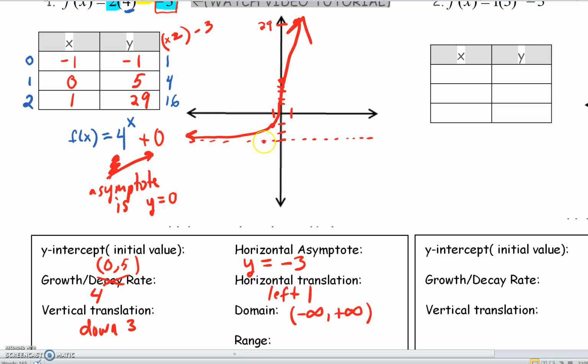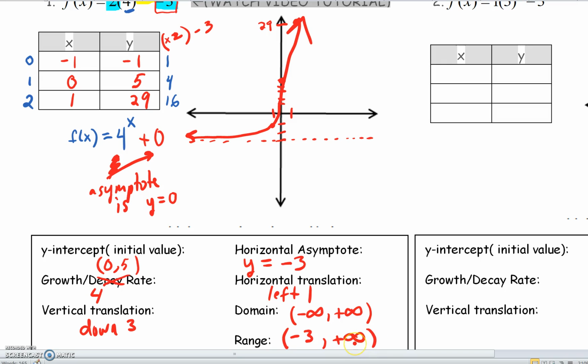For the range, now I see that no output values can go below my asymptote. In fact, they can never reach your asymptote either. So your asymptote is always a boundary line for your range. So it's all values greater than my asymptote in this case, because the graph is above my asymptote. So it's all values greater than 3. So we say our least value that we'll have, not including it, would be -3. I said 3 just a second ago for the asymptote, I meant -3. And the greatest value will be +infinity.